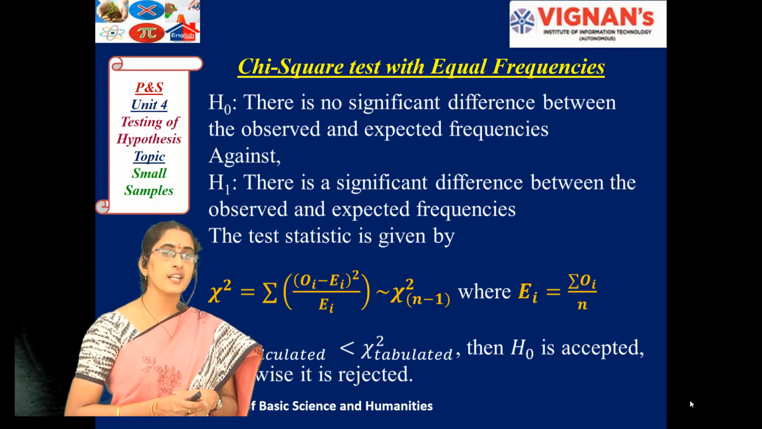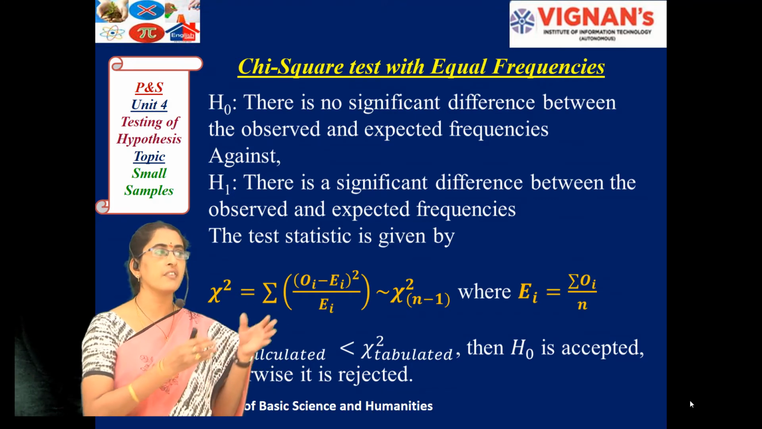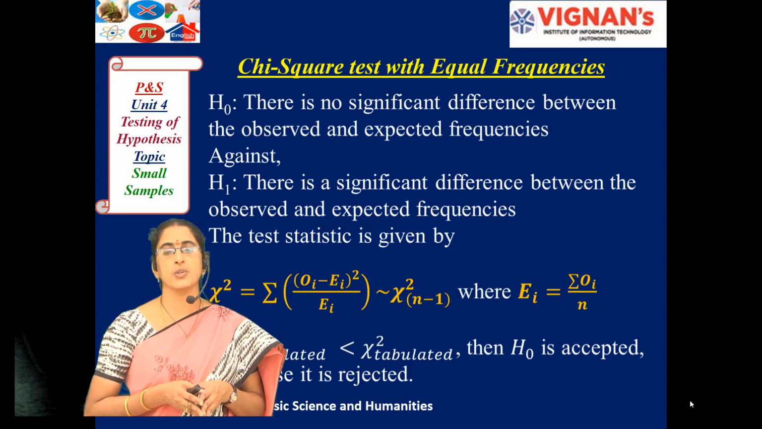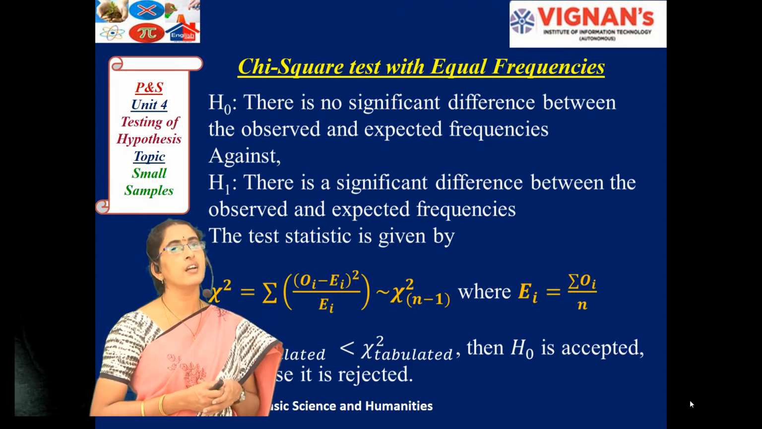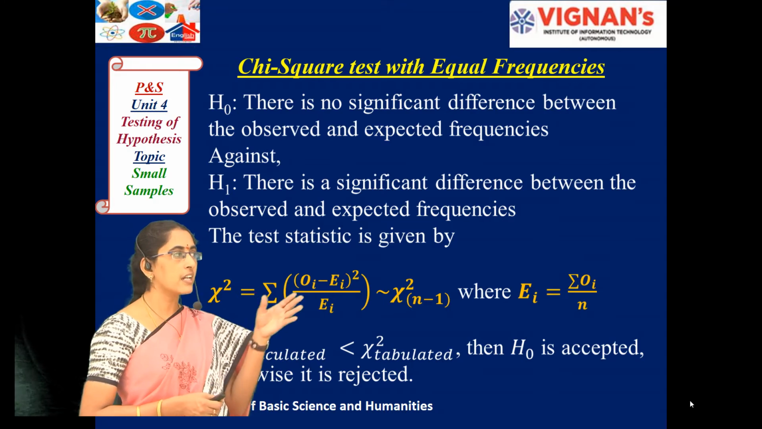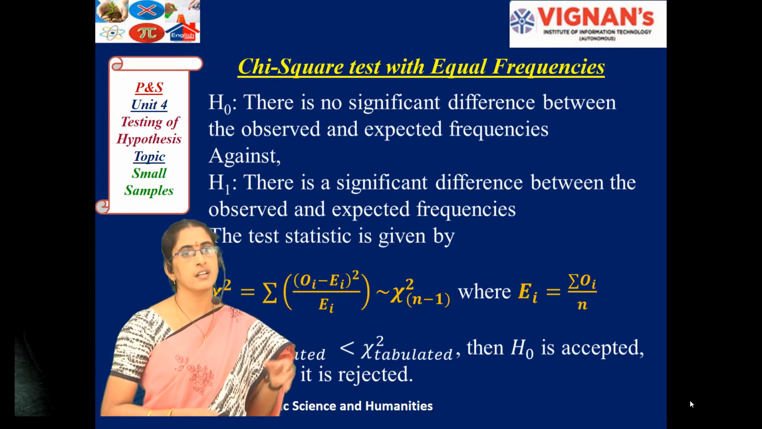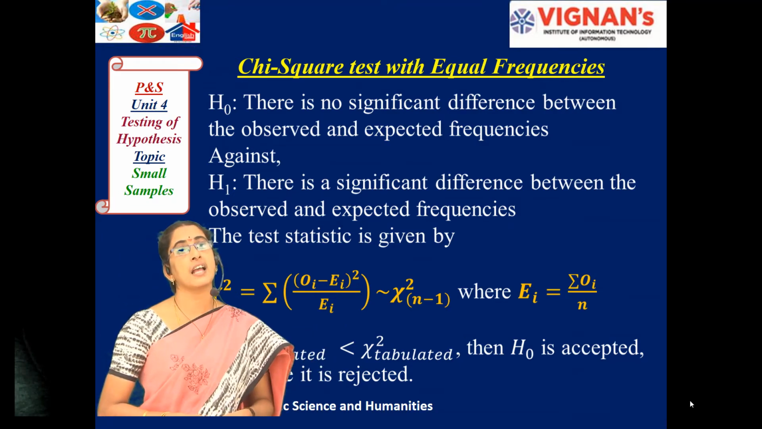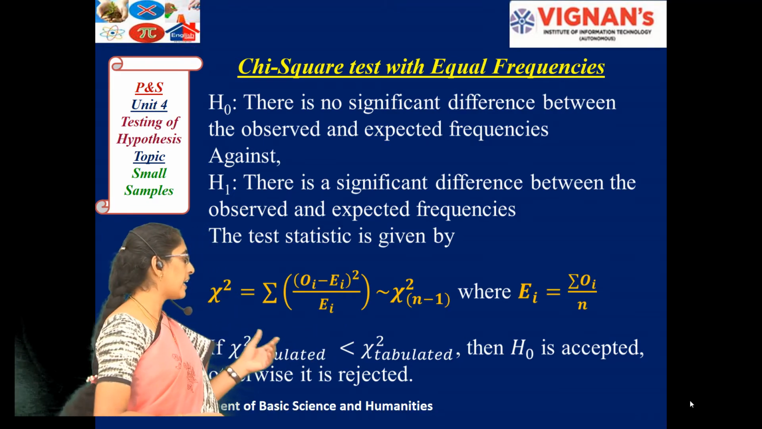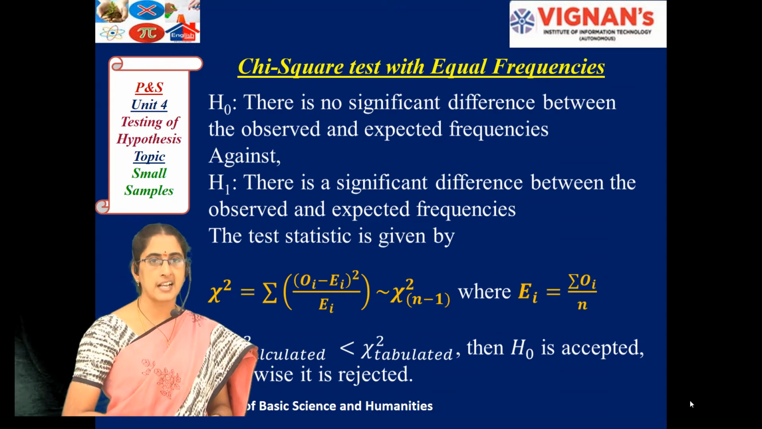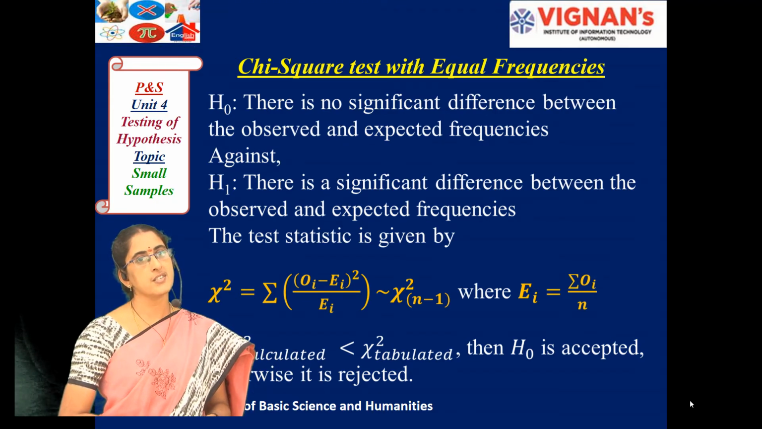But in the case of unequal frequencies, here we have a different ratio for finding the unequal expected frequencies. So using that ratio we have to find the expected frequencies. How to find the expected frequencies for the given ratio, that we will discuss while doing the problems. Then we have to obtain the chi-square tabulated at n minus 1 degrees of freedom. Then if chi-square calculated is less than chi-square tabulated, H0 is accepted, otherwise H0 is rejected.